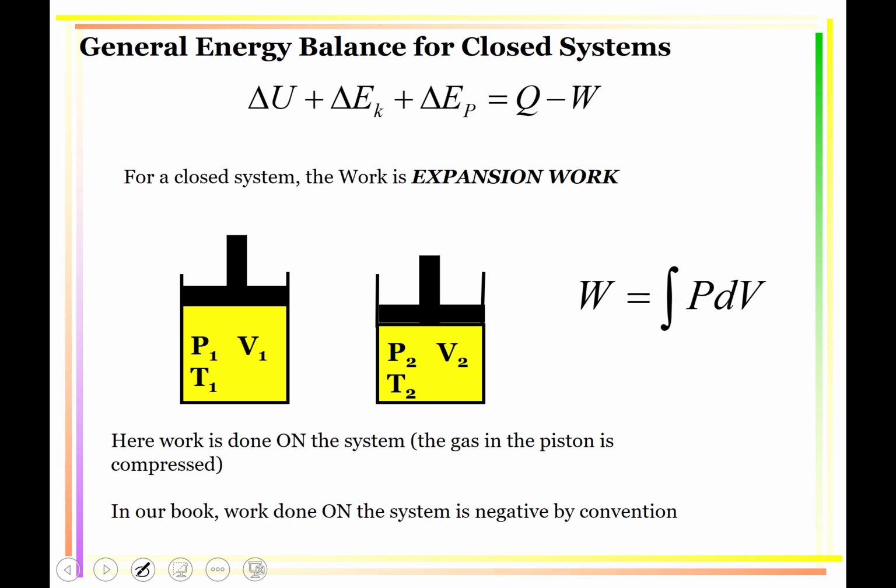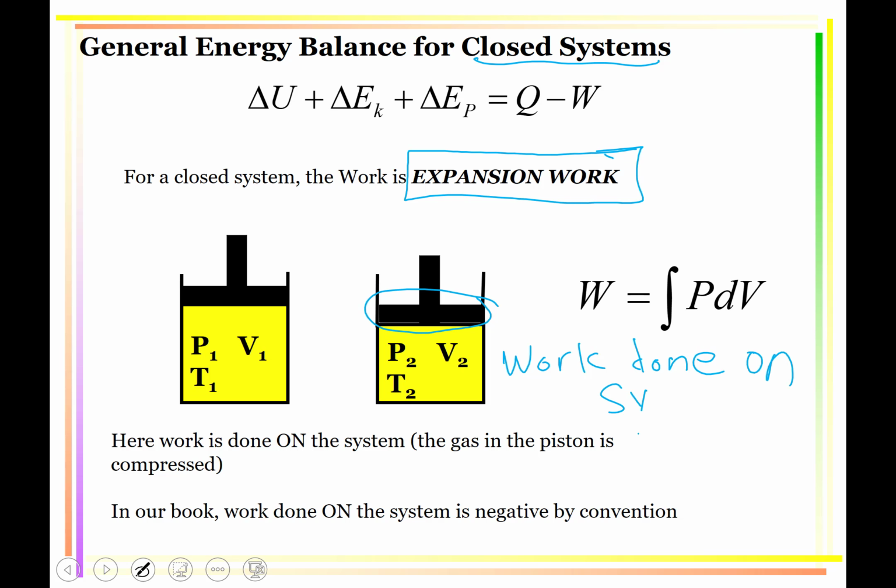All right, so when we talk about work with a closed system, work is going to be expansion work, and the piston is the exact case. If we increase the pressure, if we push down on the piston, we're doing work on the system. This here is work done on the system. So if the work is done on the system, then the sign of the work is negative.